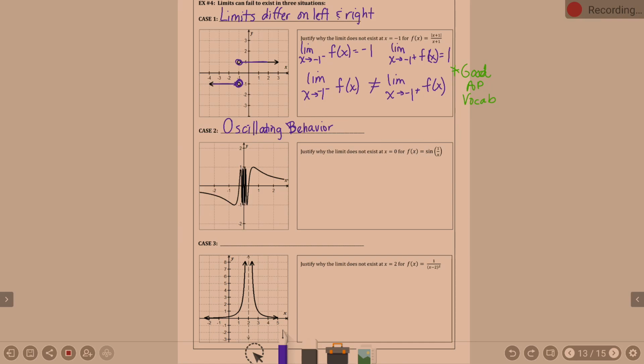So, justify why the limit does not exist at x equals 0. Interesting. On my notes, I wrote inspect negative 0.1 to positive 0.1.